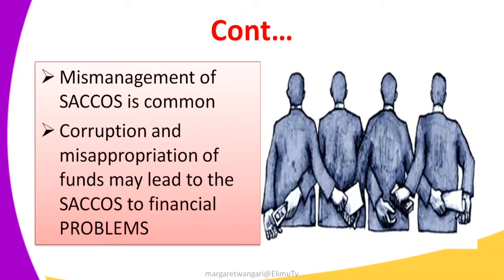So when they are mismanaged, they come crippling down. They may become bankrupt and therefore end up dissolving. The other disadvantage is that corruption and misappropriation of funds may lead the SACCOs to financial problems. That is maybe using money realized or the profit realized by the SACCOs in the wrong activity. And this one may make the SACCOs have financial problems or become bankrupt.